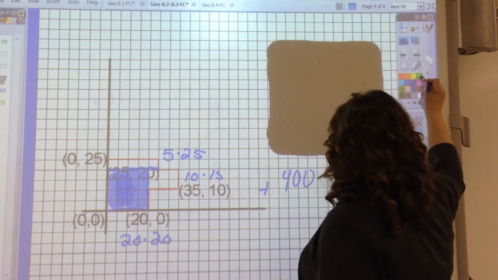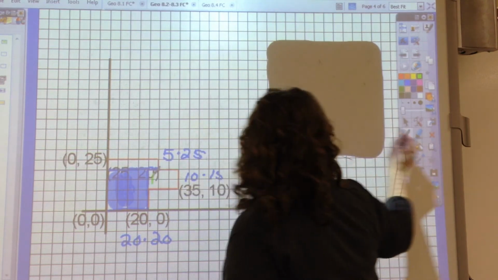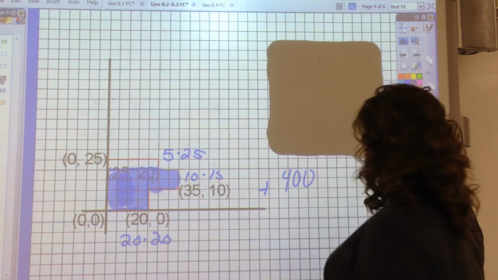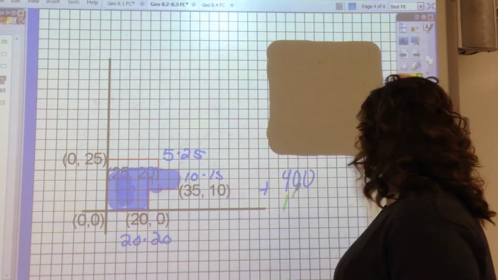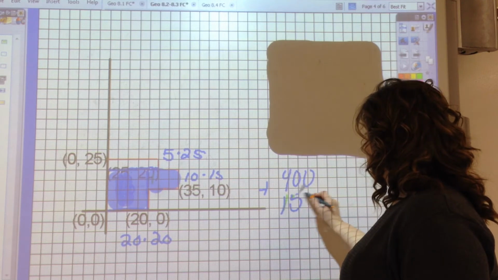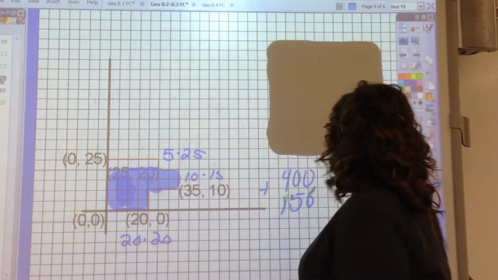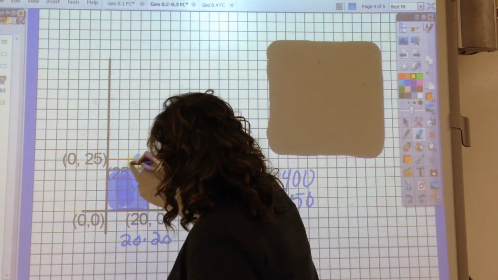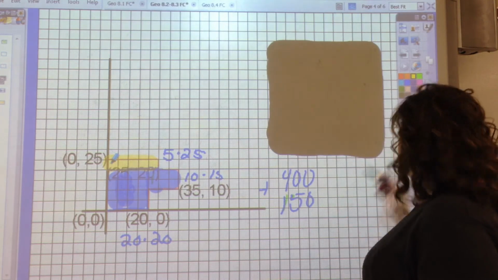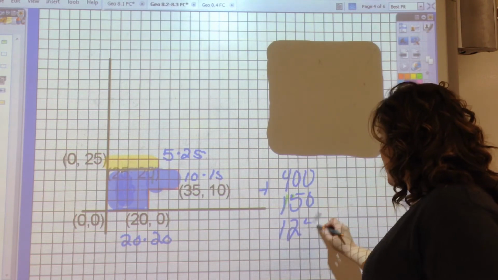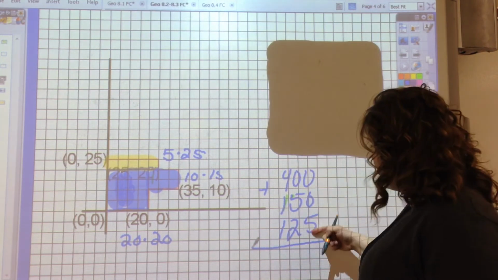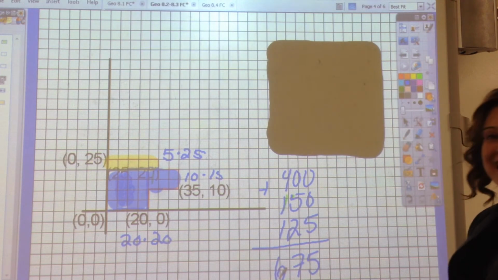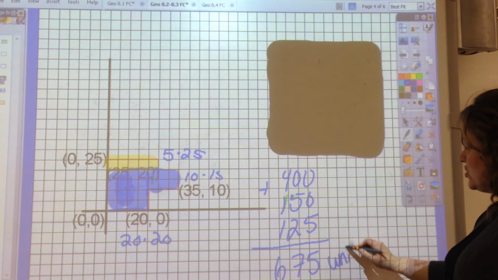Plus, if I look at the area in here, 10 times 15 is going to give me 150. And finally, that area right there. And I'll do it in a different color so you can see it a little bit better. This area right here is going to be 5 times 25, which is 125. When I add my areas together, I'm going to get 675 units squared.